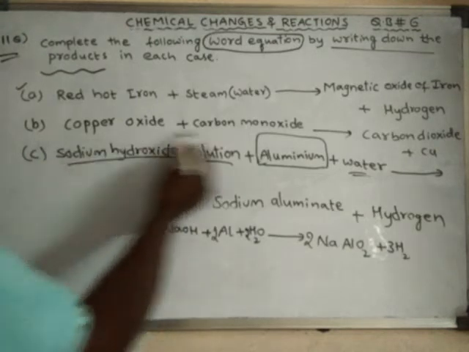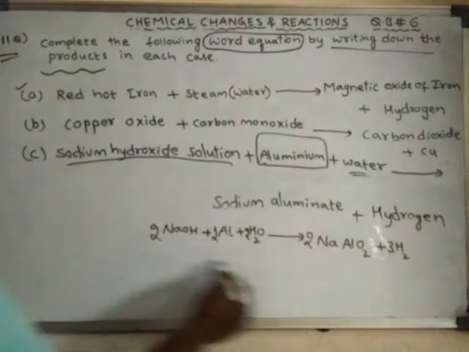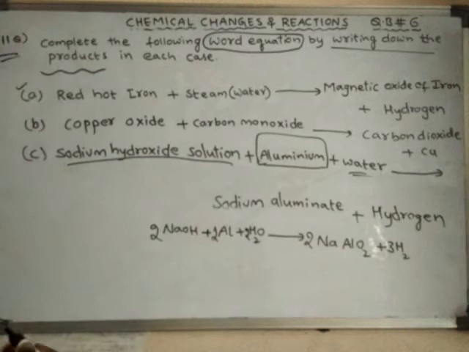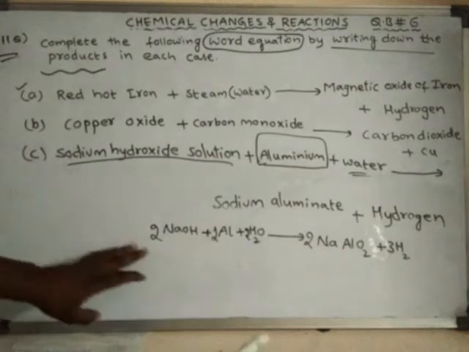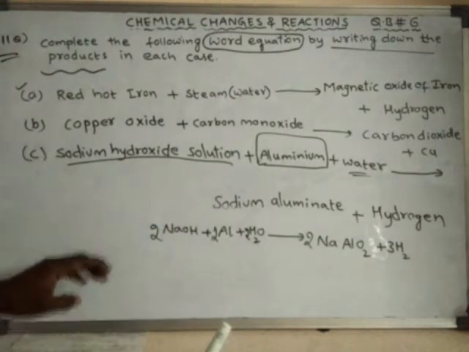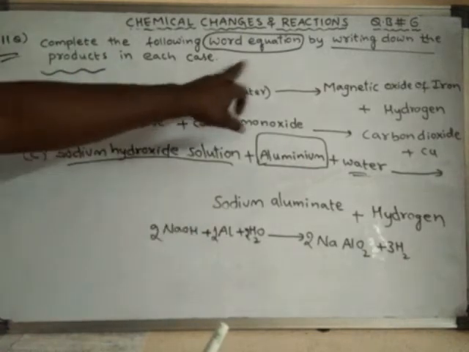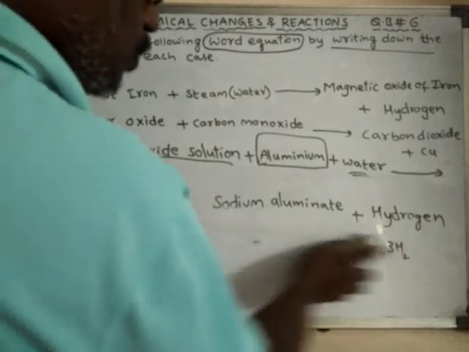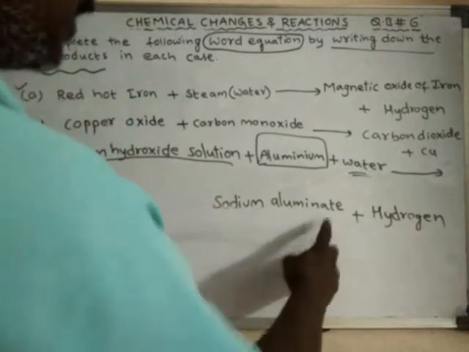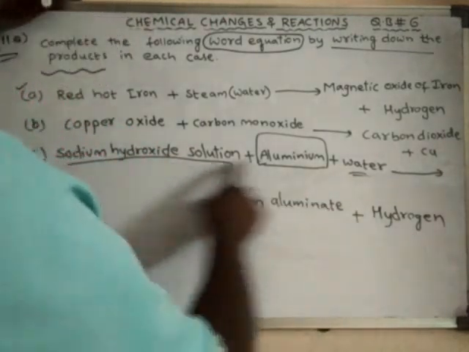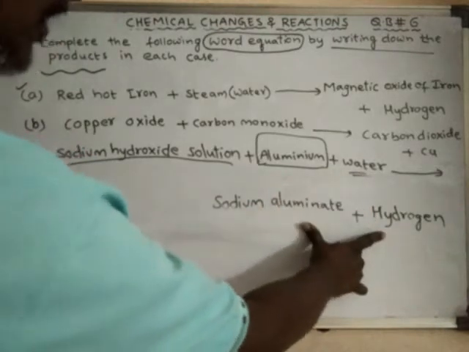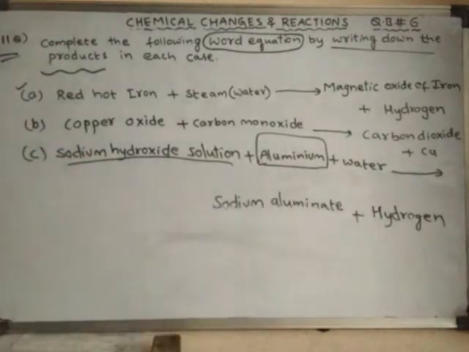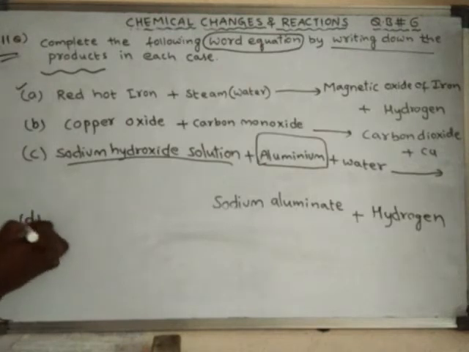This is the word equation, and this will become the chemical equation of that reaction. So here, no need of writing the chemical equation. Here we are dealing only with the word equation. So no need of writing this one. But these are the products. We have to complete this equation by writing the products. Okay, right. Next, what is the next one?